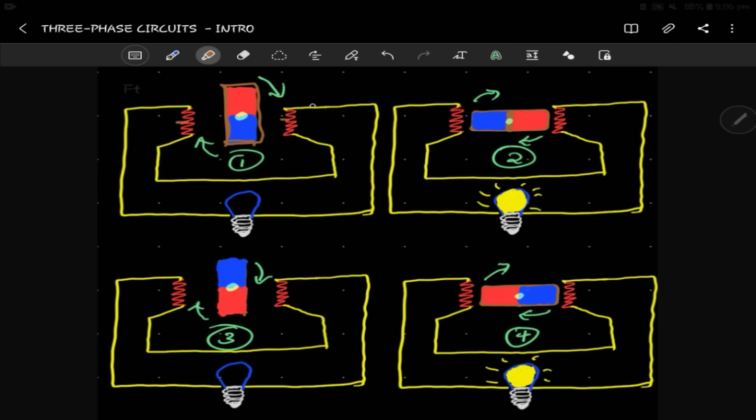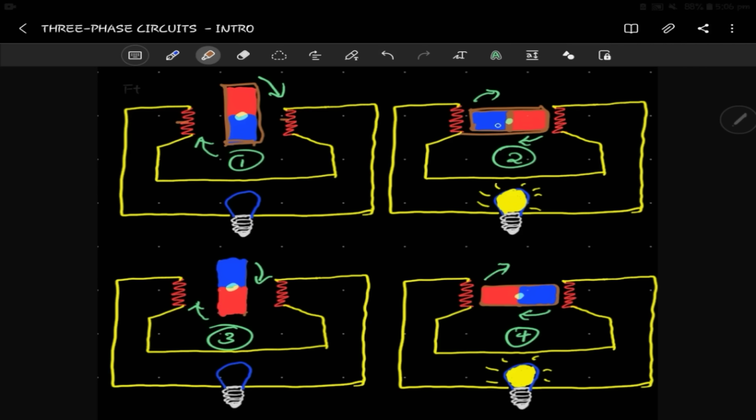So it continues to turn, and as it gets closer to the coil, the induced current across the coil increases as it gets closer. It increases until it gets to this one like this. But now let's look at the direction of the current. As we said, the magnetic flux flows from the north pole to the south pole.